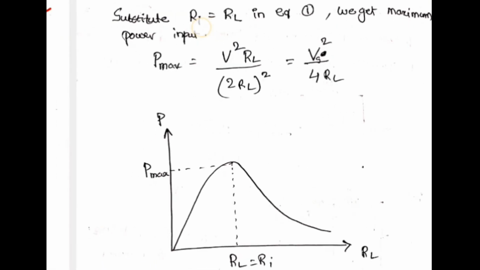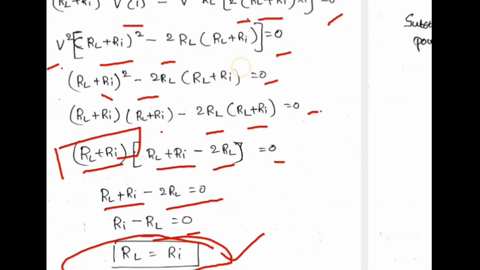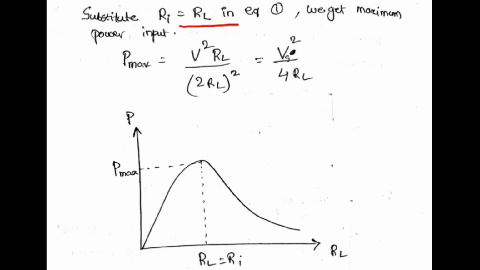If you substitute RI equal to RL in equation 1, we get maximum power delivered to load, that is P max equal to V square RL by, if you substitute RI equal to RL, 2RL square, it is V square by 4RL you will get. This is the maximum power. What is the maximum power transferred, given by, if you know V and RL, by calculating maximum power transfer theorem, then P max equal to V square by 4RL. It is also an important formula. V square by 4RL or Vs square by 4RL. Vs and V both are the same.